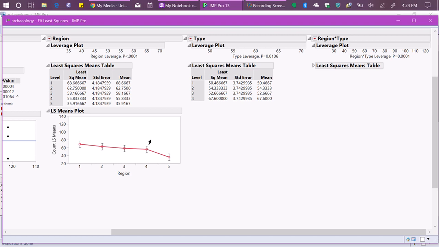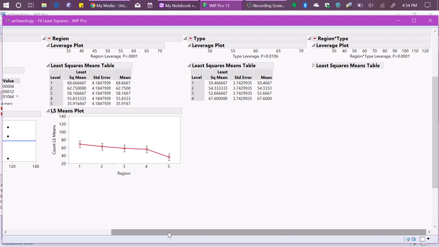We see that there are changes from one level to the next, specifically as we get to region 5, where the mean drops quite a bit. Now, we cannot say that as region increases, the mean decreases, because region is not a quantitative variable. But we can say that region 5 has a lower mean on average than region 1, for example. And that's why this plot is nice and helpful.